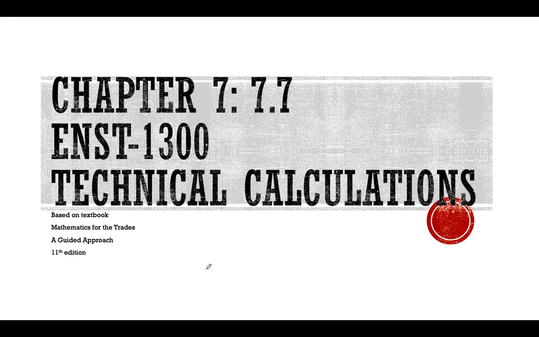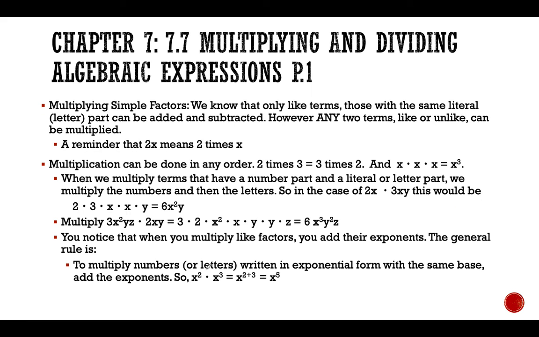In section 7.7, we're going to cover multiplying and dividing algebraic expressions. We know that only like terms, those with the same literal or letter part, can be added and subtracted, but any two terms, like or unlike, can be multiplied. Just a reminder that 2x means 2 times x.